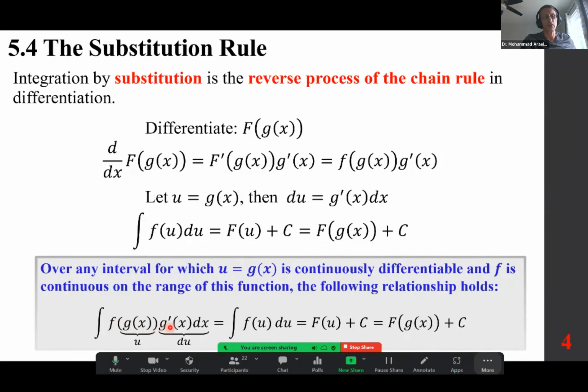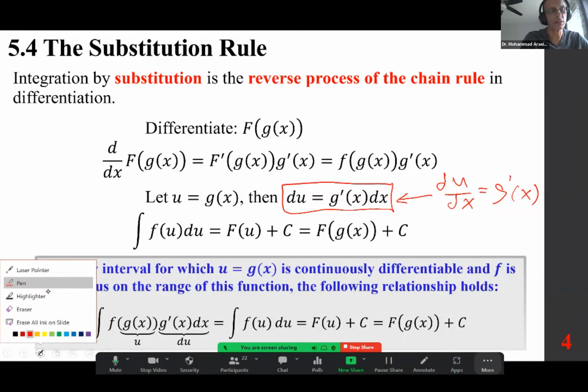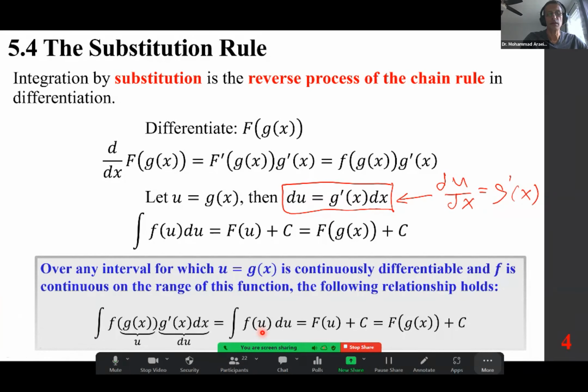The integral of f of g of x, g prime of x dx, where g of x is defined as u, g prime of x times dx is du, because du dx is g prime of x. Let me write that. du dx is g prime of x. And that's how we arrive at du. Then the integral of f of u du, therefore, is capital F of u plus c, where u is g of x. So that's the reverse process of the chain rule.